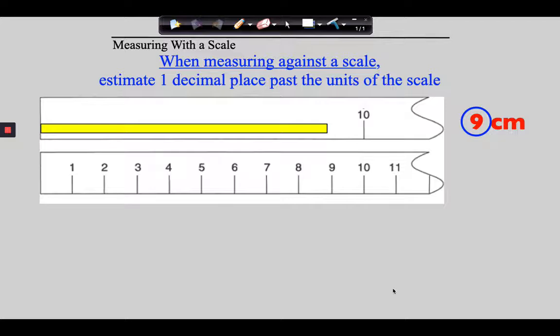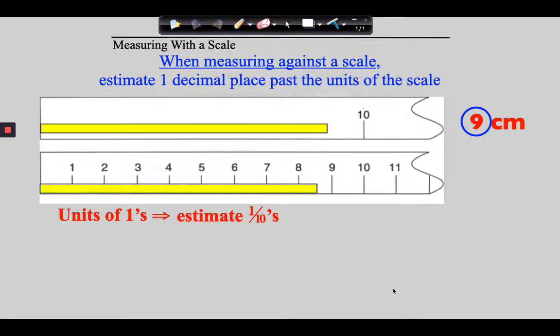Now guys, pause and think. What are the units for this scale? Ones, right? 1, 2, 3, 10, 11. So guys, the units for this scale are ones. So if the units for this scale are ones, we will estimate 1 decimal place below that. So we will estimate to tenths. So here we go. The units for the scale are ones. We're going to estimate to tenths.